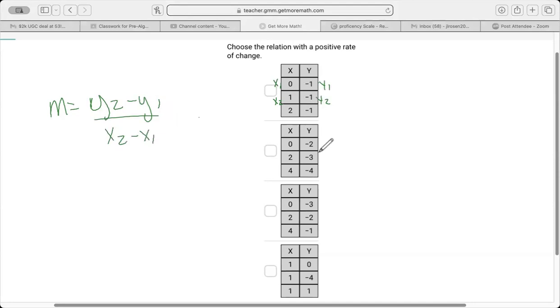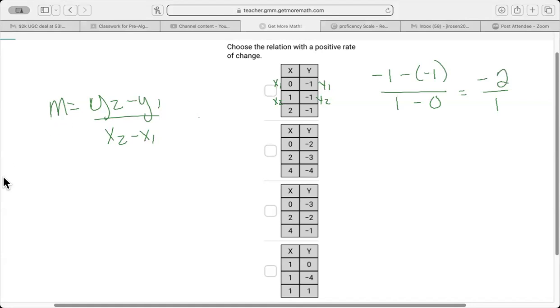So we're just going to apply it to each of these tables. So y2 is negative 1 minus y1 is negative 1. And I put this in parentheses because I don't want the negatives next to each other. Over x2 is 1 minus x1 is 0. So here I know 1 minus 0 is 1. And negative 1 minus negative 1 is negative 2.